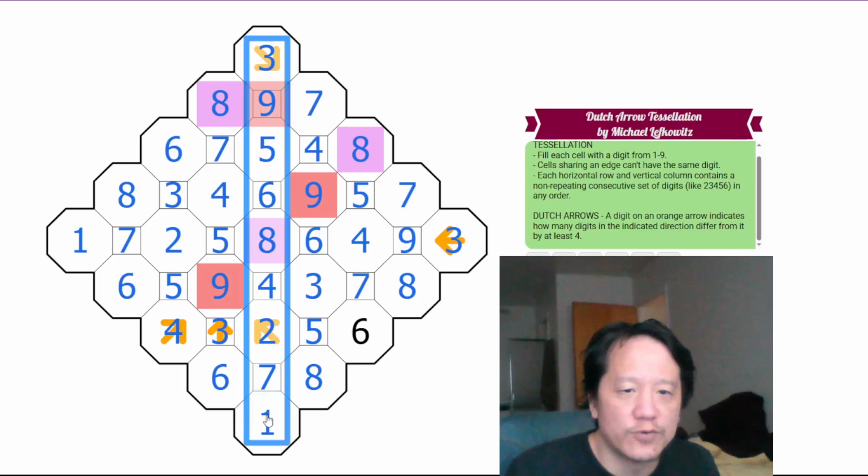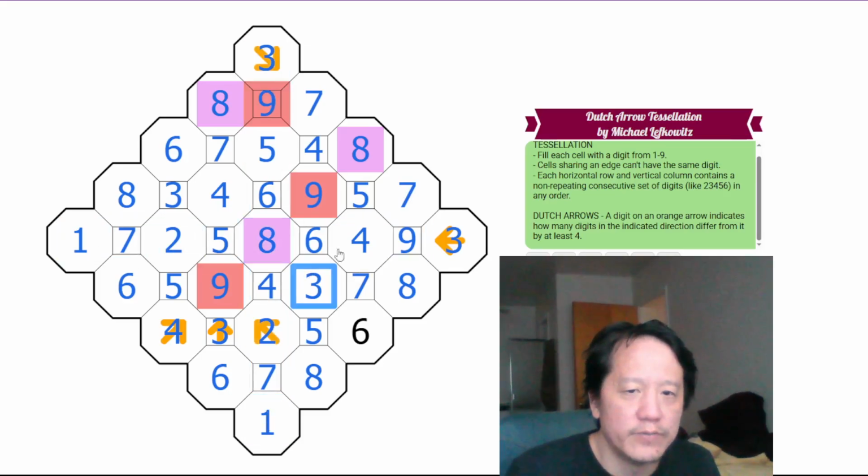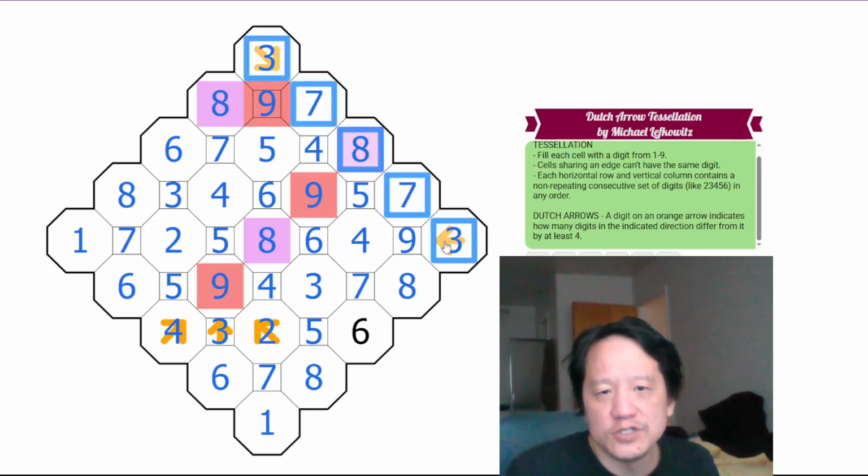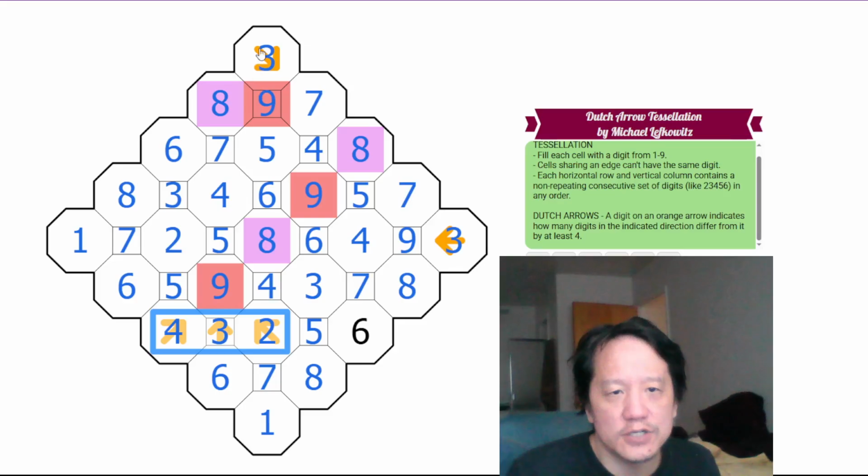Pretty straightforward for Tessellation. There are certain restrictions you have on what digits can be on these Dutch arrows. So it sort of led things down that path, which was pretty simple to go through.